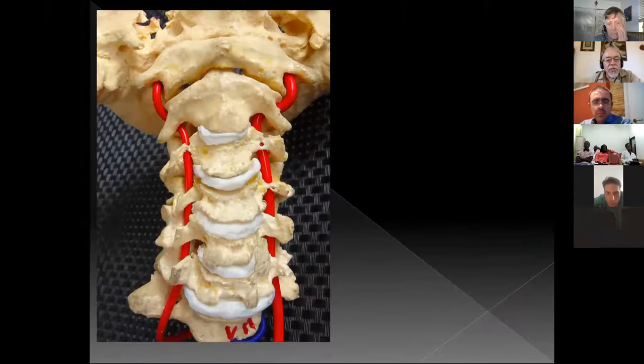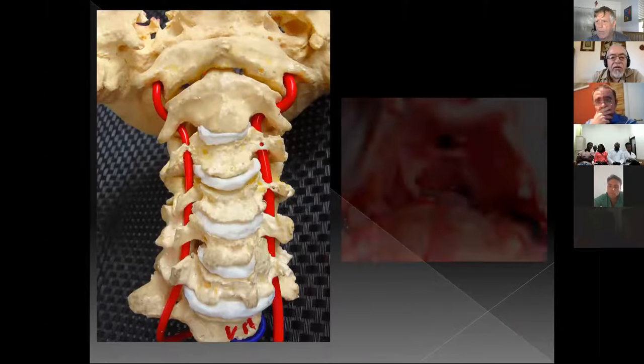This is another model that I am doing also. I am reproducing these models in order to comprehend this difficult anatomy much better. So here we have the cervical spine with occipital, C1, C2, C3, C4 through C7. So this is the anterior aspect.